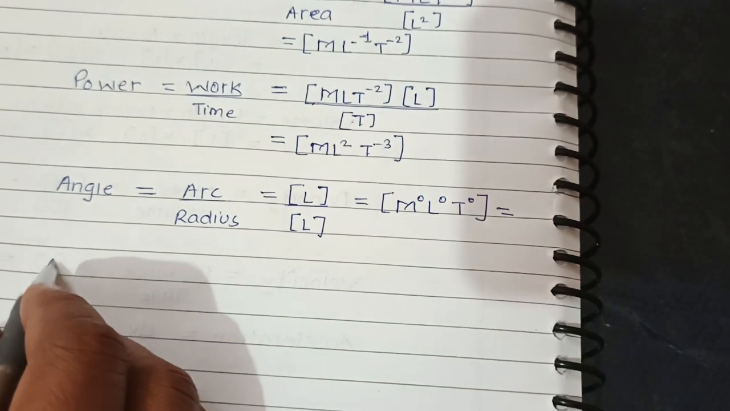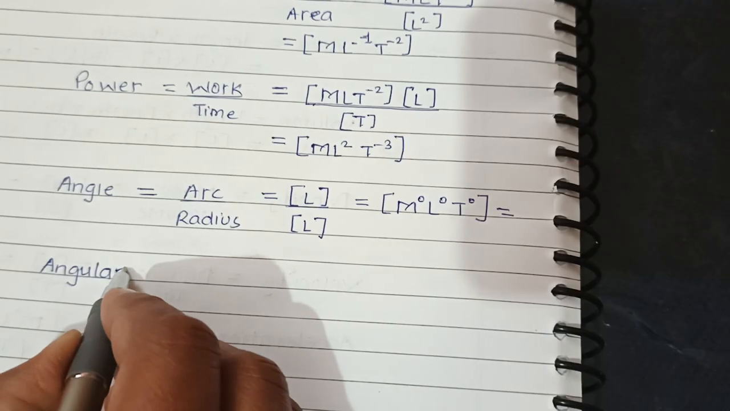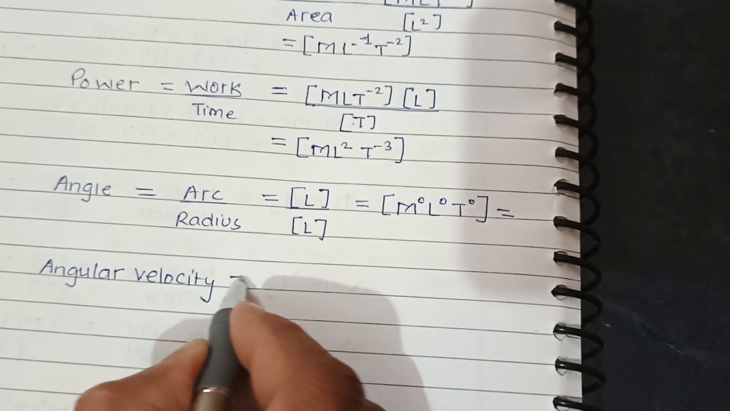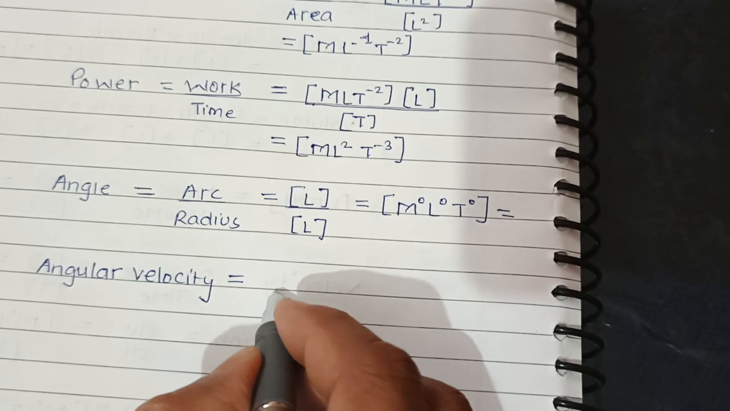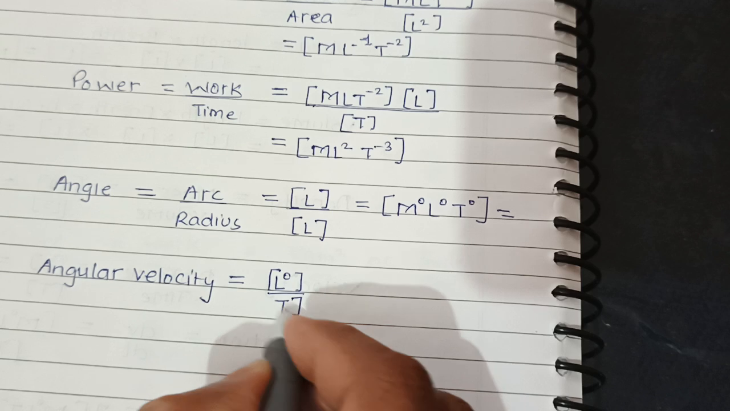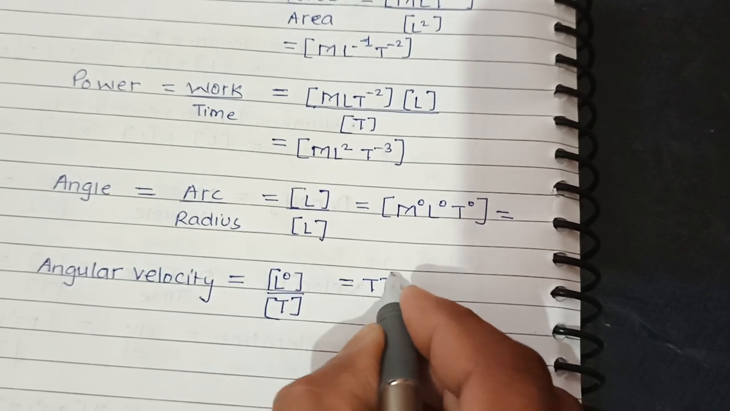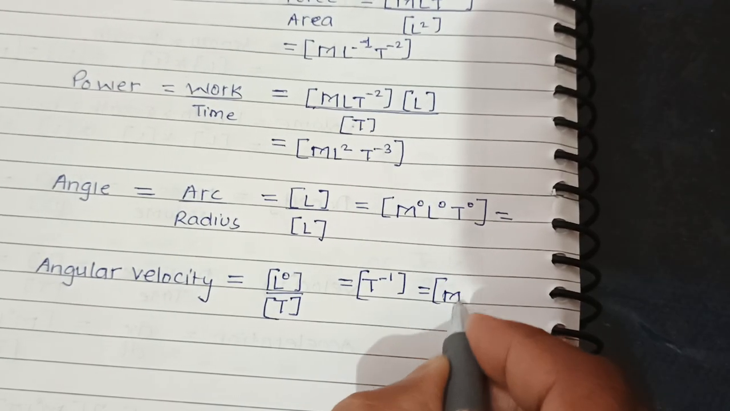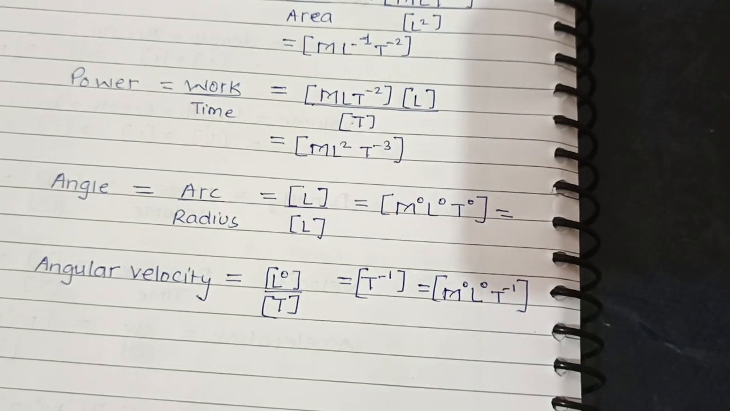Angular velocity. Angle is dimensionless, so M L naught T naught upon T. So that is T minus 1. So we can write M to the power 0, L to the power 0, T minus 1. This is the angular velocity.